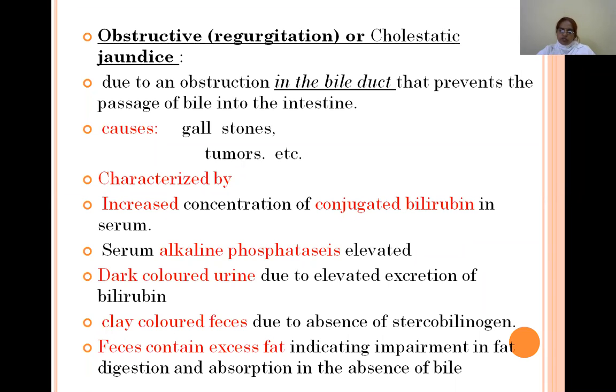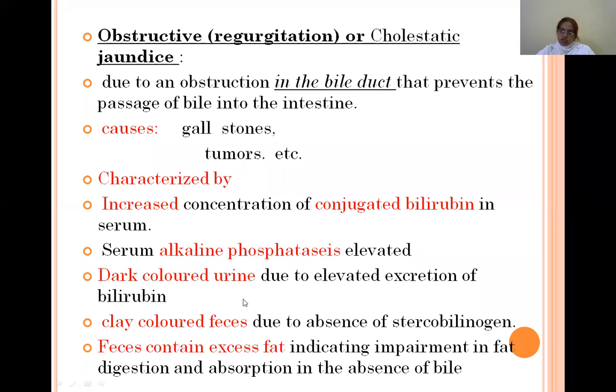In hemolytic jaundice, unconjugated bilirubin levels are increased in serum. In hepatic jaundice, both conjugated and unconjugated levels are increased in serum. But in obstructive jaundice, conjugated bilirubin levels are increased in the serum. Also, an enzyme, alkaline phosphatase, is increased in serum. And there is dark colored urine due to the elevated excretion of bilirubin.